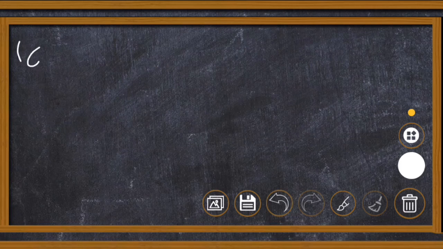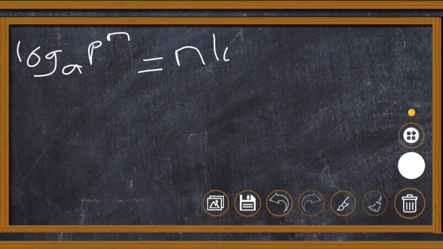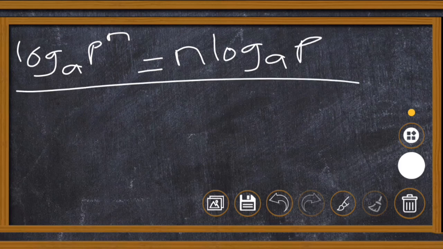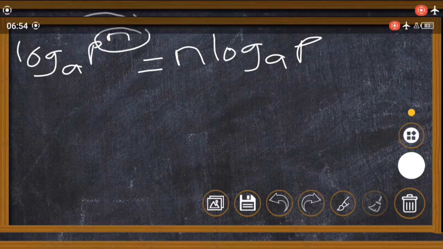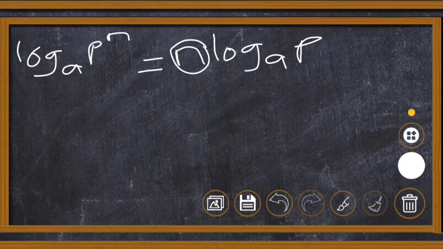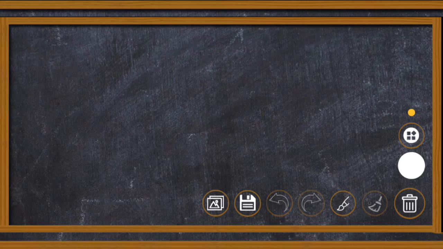When you have log of a p raised to power n, this power always comes in front of the log. So in this case, it's going to be n log a of p. So this is how we do it. Whenever you have the power on the log of the base, you always write the power in front of the log. So let's look at an example.